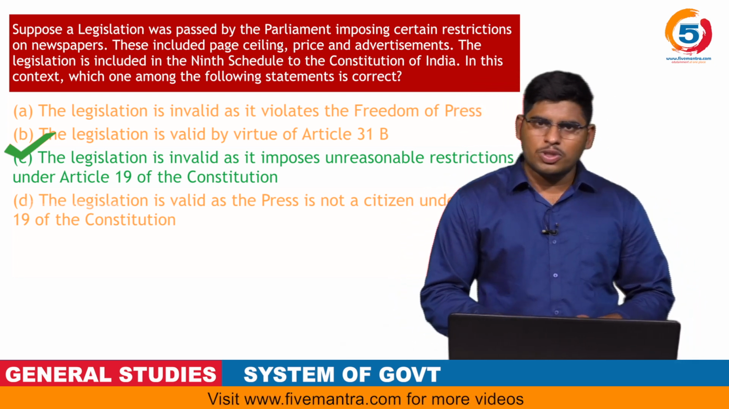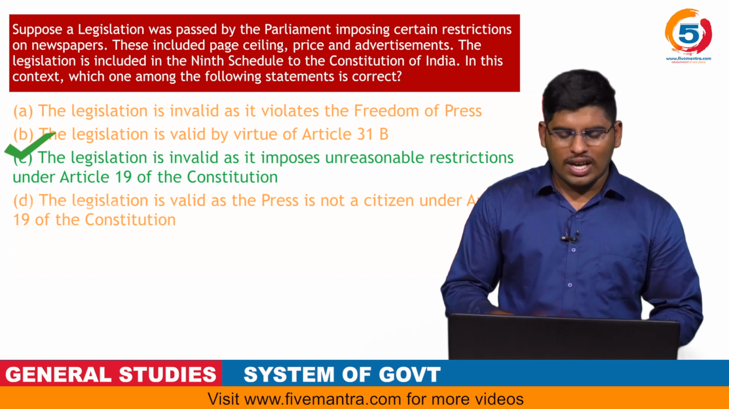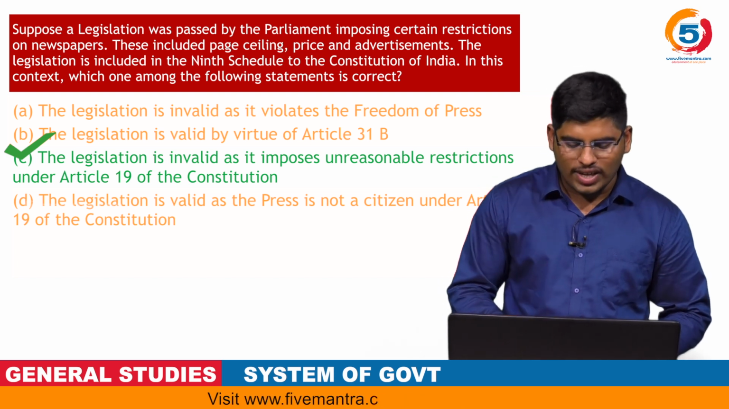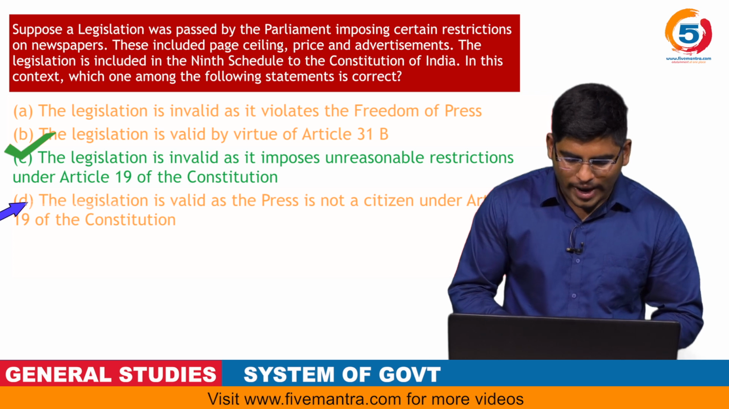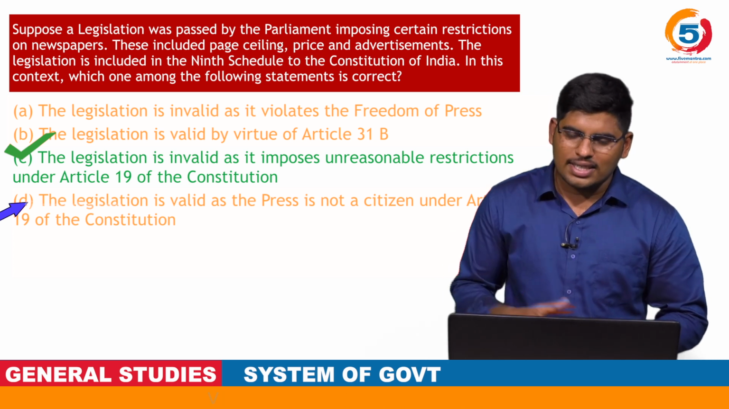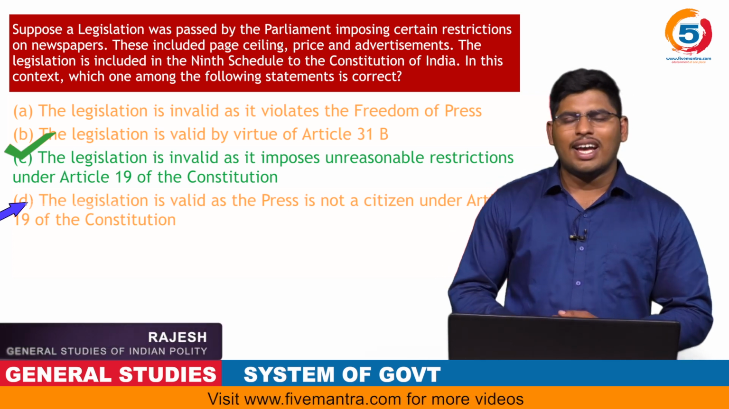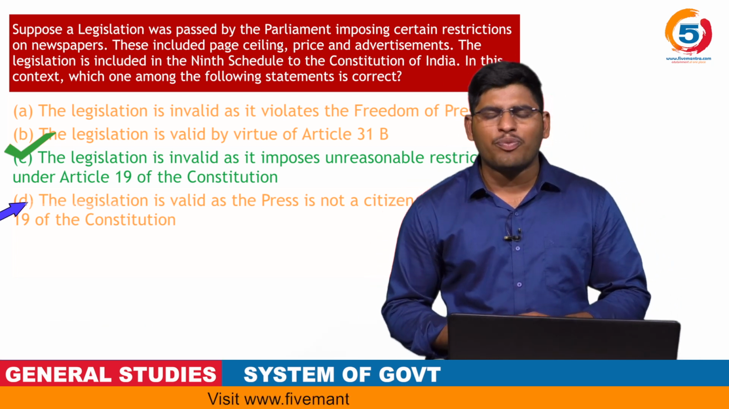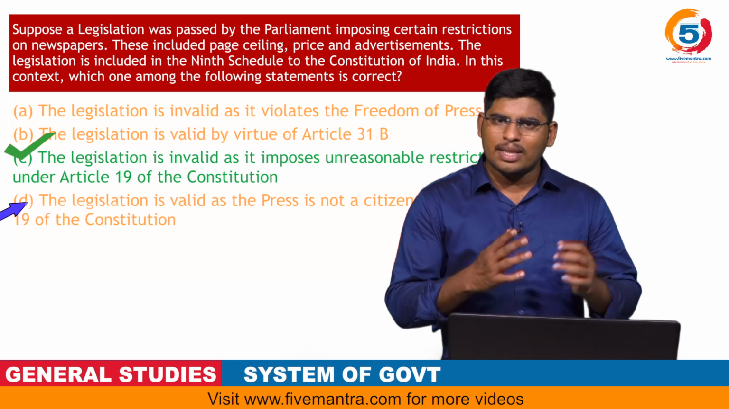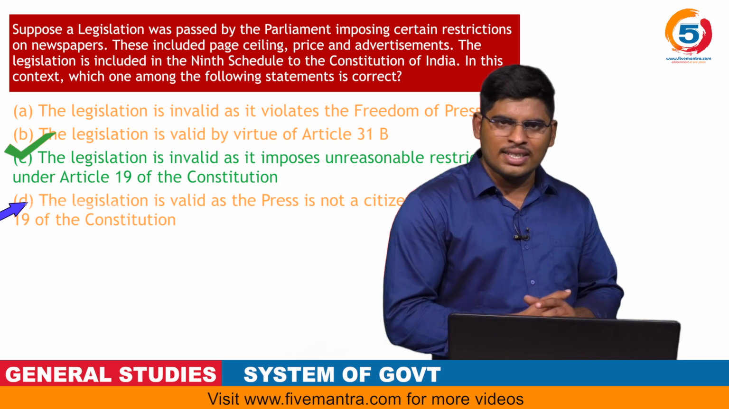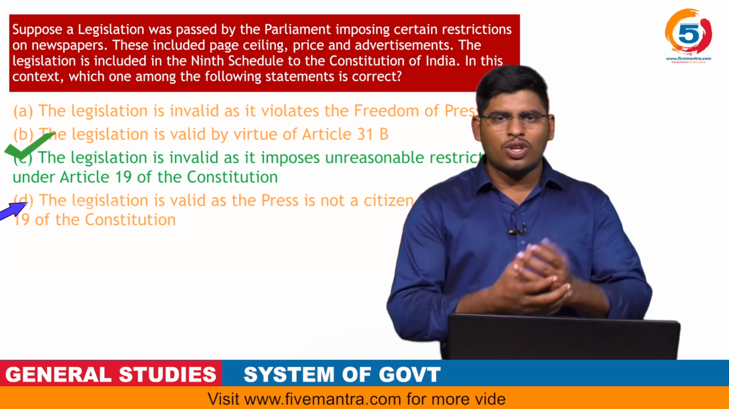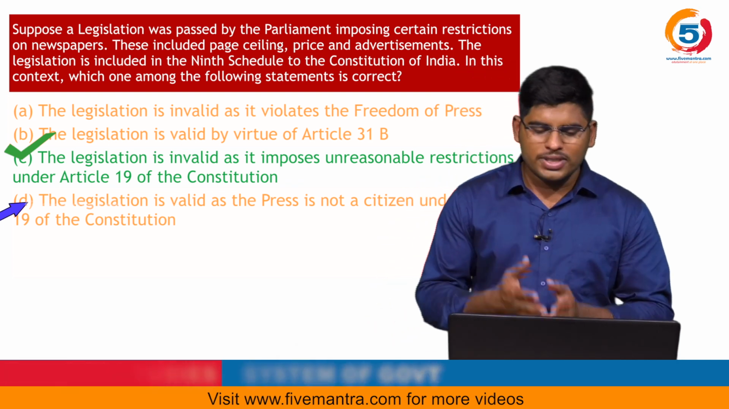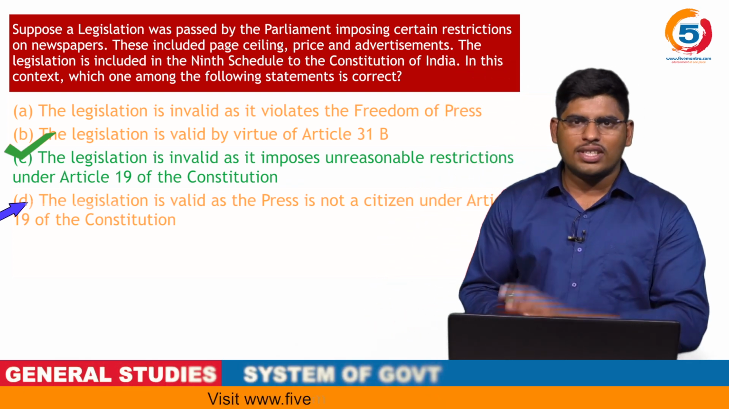So the third option seems to be correct, and let me conclude after the examination of the last option. The legislation is valid as the press is not a citizen under Article 19 of the Constitution. As I told you, press is a part of Article 19 because we have a freedom of press under Article 19. So option D is completely wrong and you can eliminate it. So option C is the correct answer for this question.